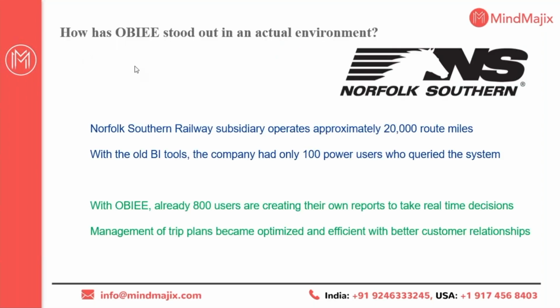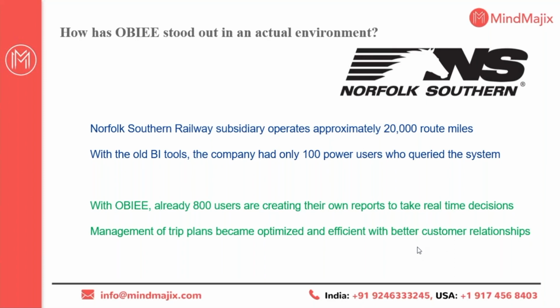Now let's talk about how OBIEE has stood out in an actual environment. I have a very relatable example. You must have heard about Norfolk Southern Railway, one of the biggest transportation networks across the world. It operates approximately 20,000 route miles every year. With the old BI tools, the company had only 100 power users who queried the system. It was only years ago that Norfolk Southern decided to switch over or upgrade its BI system to OBIEE.